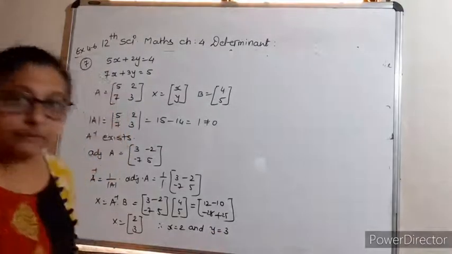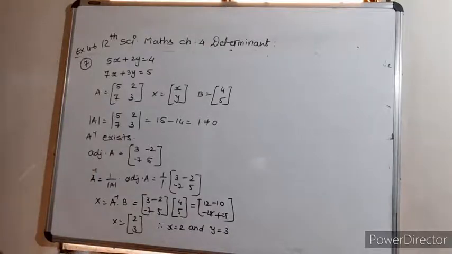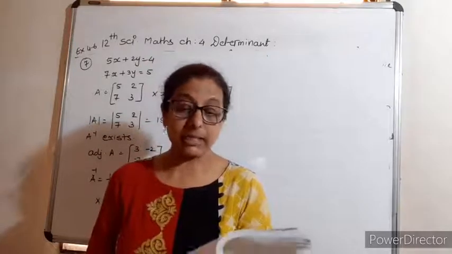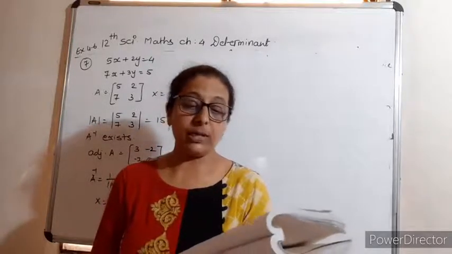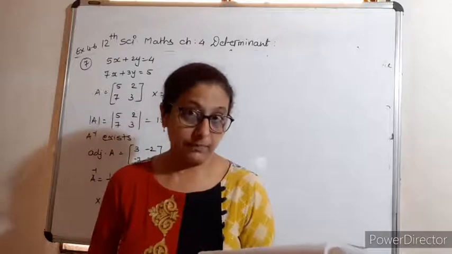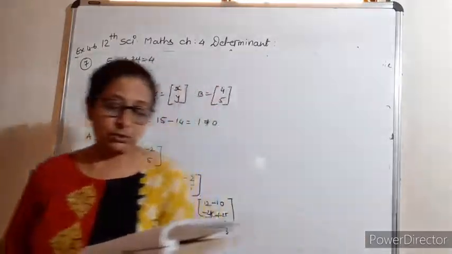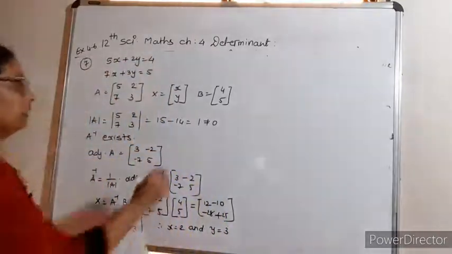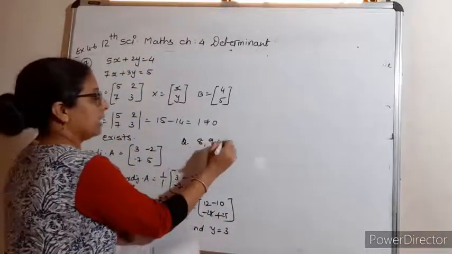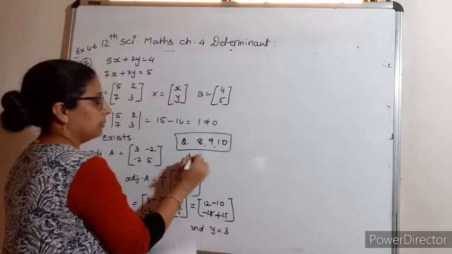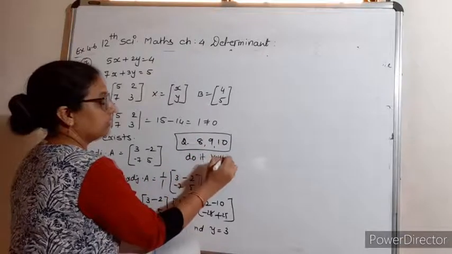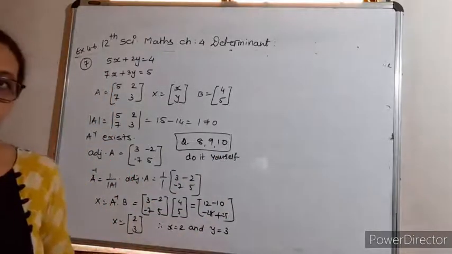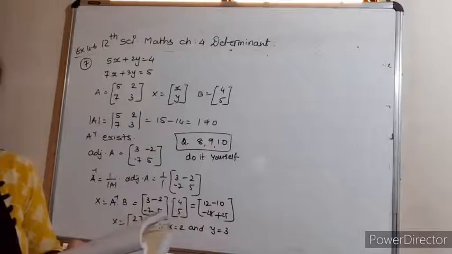Is it easier for you? Yes. So this is question number 7 and question number 8 and 9 is the same, which you will do yourself by this way. It is a 2 by 2 matrix and so 8, 9 and 10 is the homework. Question number 8, 9, 10. Do it yourself. If you don't get the answer, you can ask me. Otherwise, we'll do it here, right?